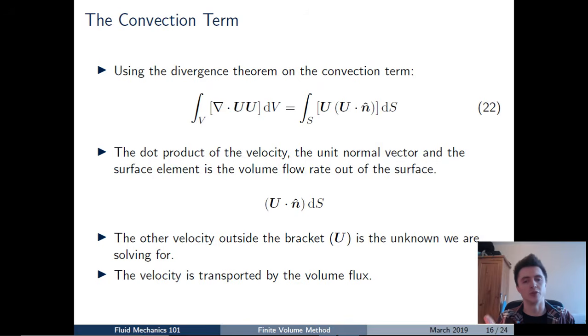So n is the normal vector pointing out of the cell, and so the dot product with velocity times the area is the volume flow rate out of the cell. So we can think of this integral as the volume flow rate out of the cell, which is convecting the velocity field with it. And that's really what the convection term shows us. So now we've written the volume integral in the form of a surface integral. Can we make any further simplifications? Because we need to linearize this term.